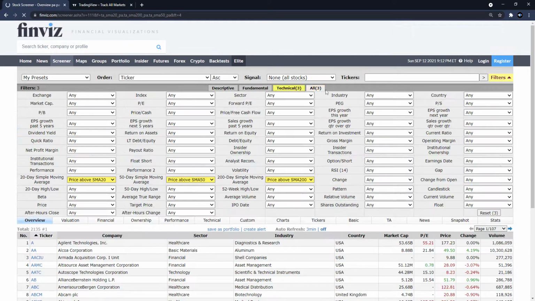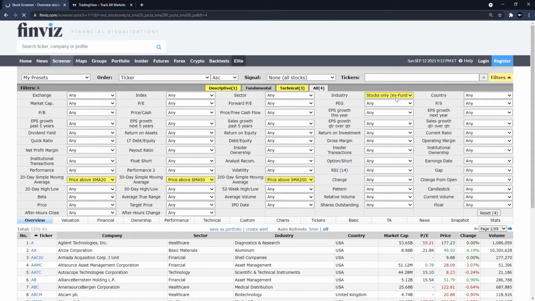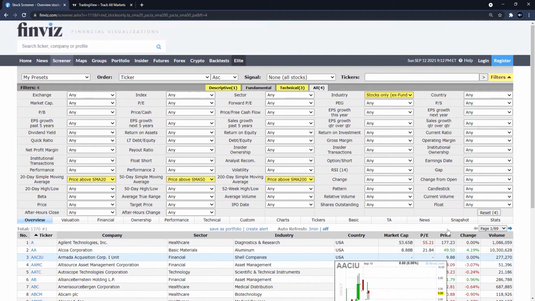So what we want to do right here is go on the industry, and what I like to do is go on stocks only. I don't want to trade mutual funds or stuff like that. Mutual funds are basically for long-term investment, so I don't know why you're even watching this video if you want those. As you can see, it cut the number down to right around 1,317 stocks, and that's what we are left with.